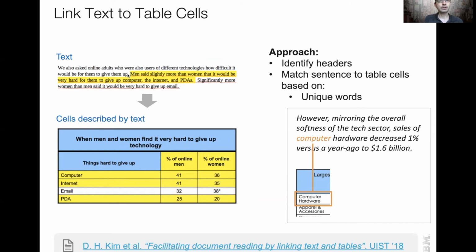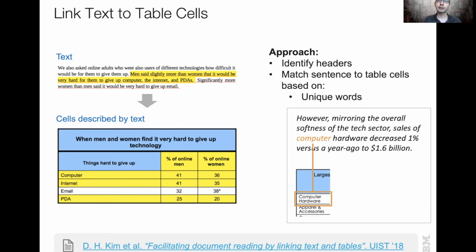Reading the sentence, it says, "Men said slightly more than women that it would be very hard for them to give up computer, the internet, and PDAs." Now, if we look at the table, we see that this sentence refers to computer, internet, PDA, and the corresponding statistics for both women and men, and that's why these cells are all highlighted in yellow.